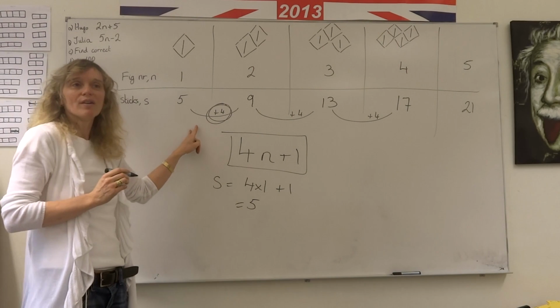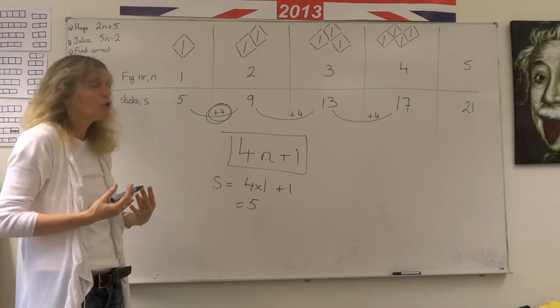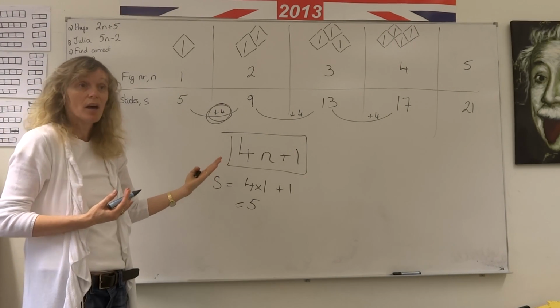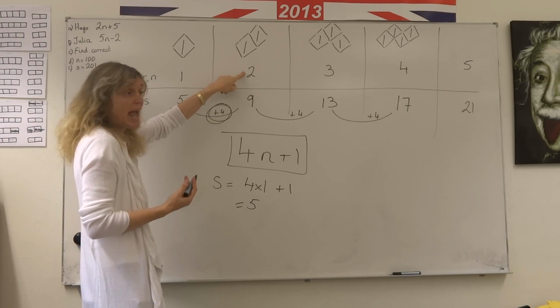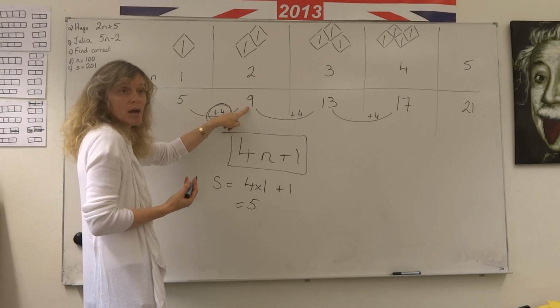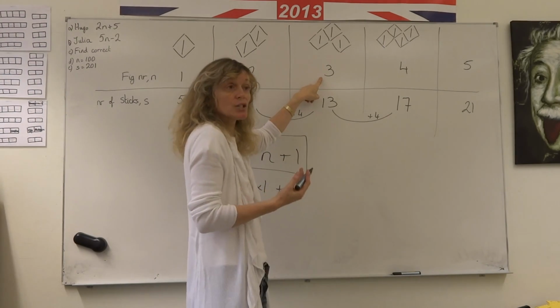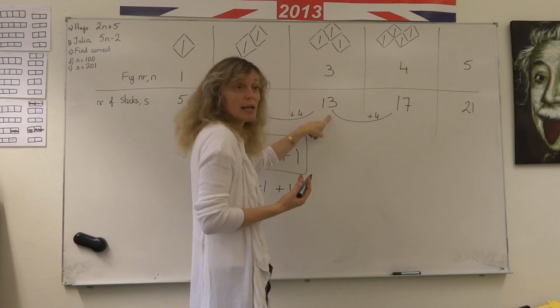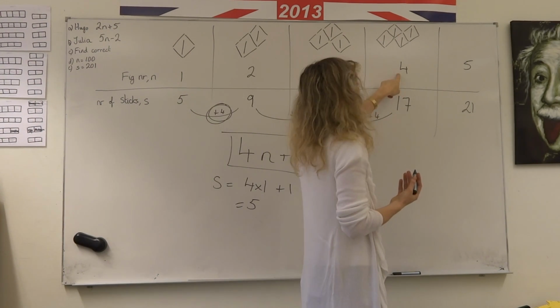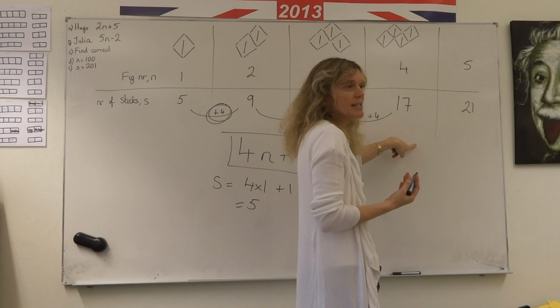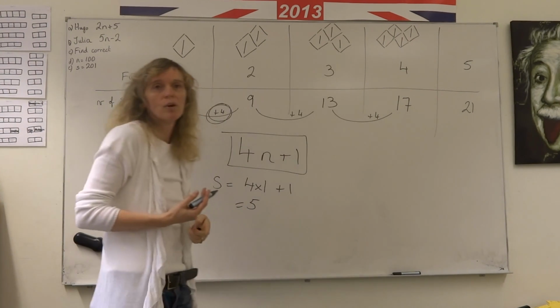Now I think that this is my formula. It works for one of them, but in order for it to be the correct formula, I have to check that it works for the other. So let's say now n equals 2. 4 times 2 is 8. 8 plus 1 is 9. 4 times 3 is 12. 12 plus 1 is 13. 4 4s are 16. 16 plus 1 is 17. So my formula works for all of them.